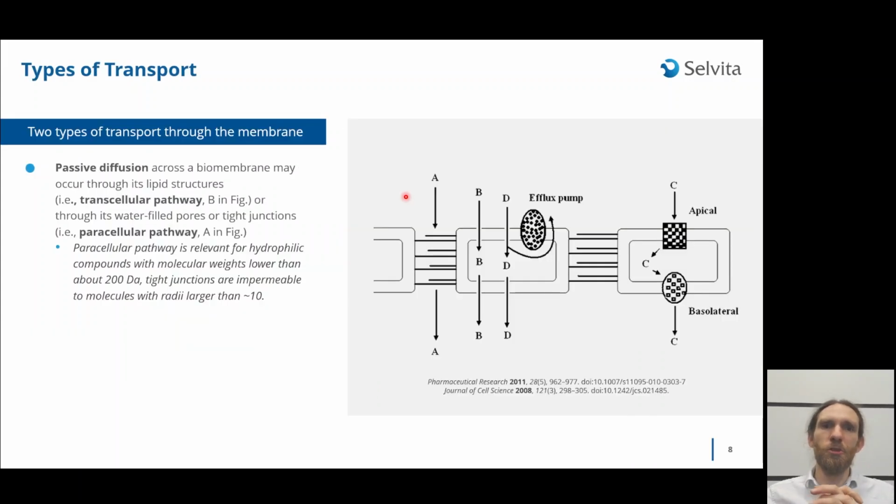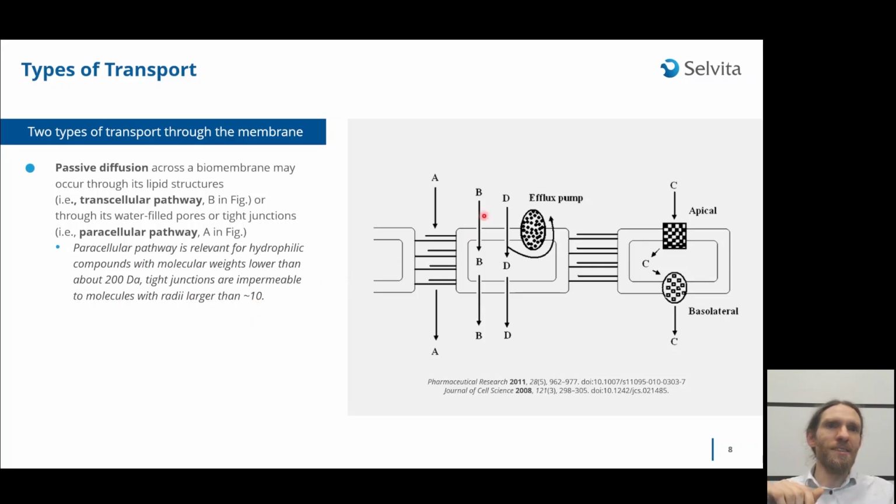Now let's move to description of different types of transport. On this chart, we have a schematic representation of a cell and the tight junction. Primarily, compounds can be absorbed via a paracellular pathway through these water-filled pores. There is a restriction because these tight junctions are very tight, so only hydrophilic and small compounds can be absorbed via this mechanism. The limit is that the molecular weight of a compound cannot be larger than 200 Daltons, and the molecular radius of this molecule cannot be larger than 10 angstroms.